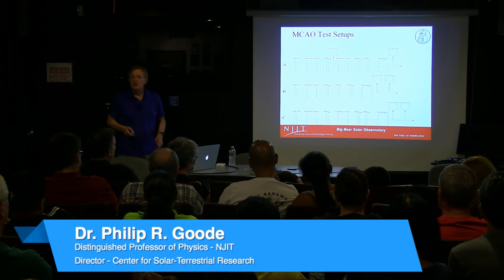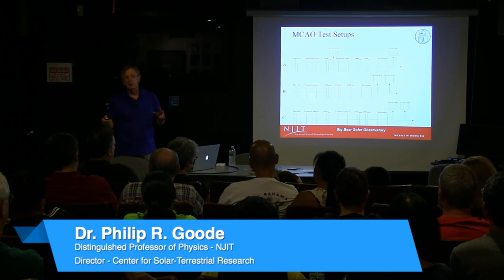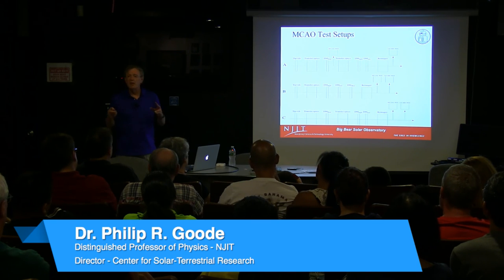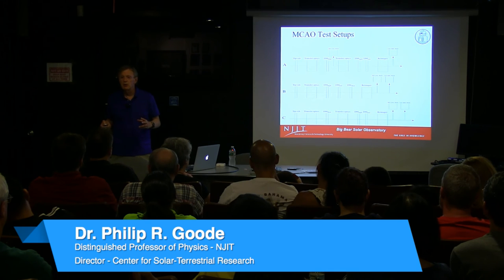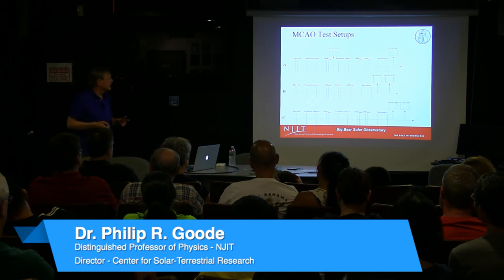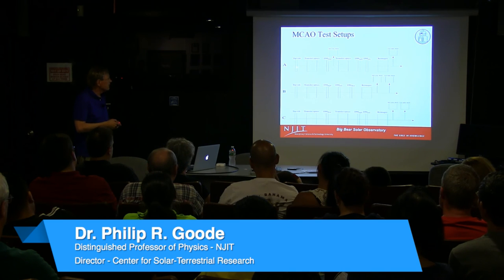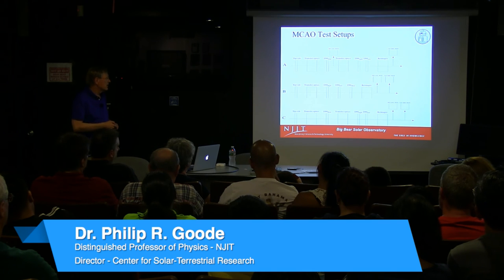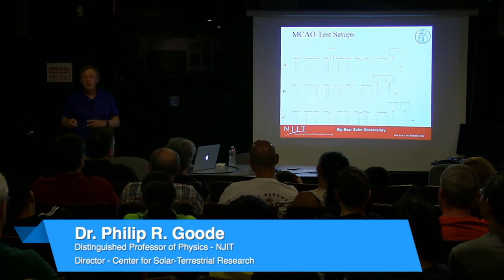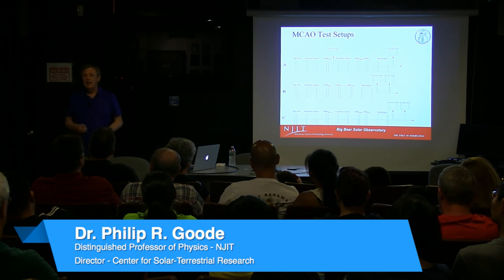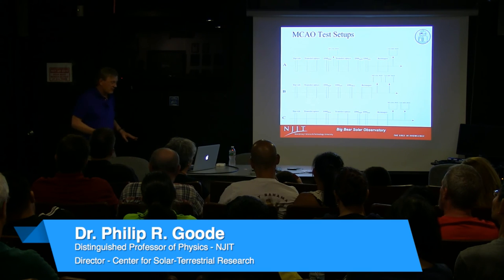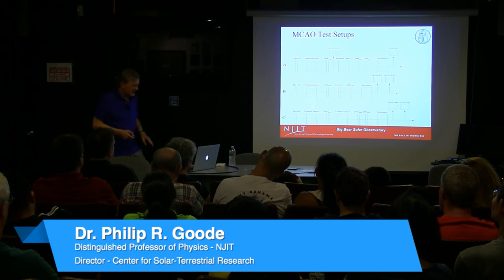And we have several different setups for the systems, because everybody has a theory how to do multi-conjugate adaptive optics. Some people will tell you, first you correct near the ground, then you correct higher up. Some people say, no, correct higher up and then work your way down. And everybody is positive they're right, and nobody has any data. So it's just the way science is.